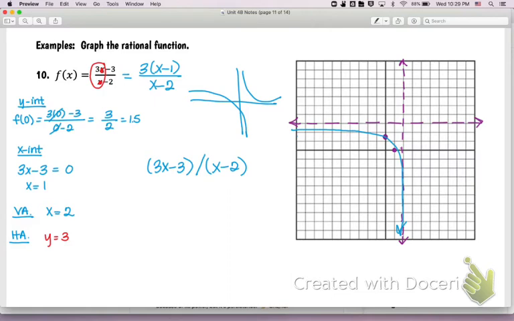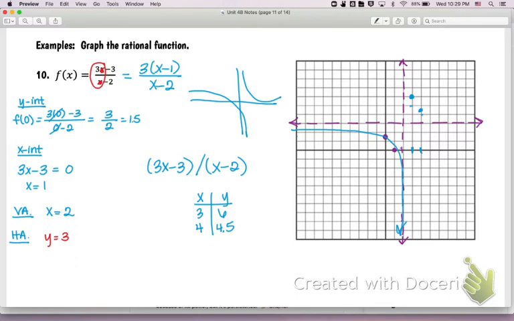So this is where we go to our table. I would probably plug in maybe 3 and 4. So that'll give me 2 points up here somewhere. So let's go to our table and let's put in 3 and let's put in 4. So let's write this down. I'm plugging in 3 and 4. For 3, I get 6, and for 4, I get 4.5. Okay, 3, 6, 4, 4.5.